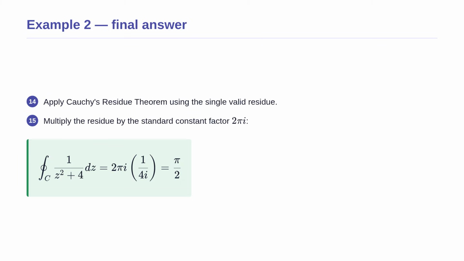We are now ready to use the main theorem to finish the problem. We plug our calculated residue into Cauchy's residue theorem. We multiply the residue by the standard constant factor 2 pi i. The imaginary units in the numerator and denominator cancel each other out perfectly. The final result is a clean, real number, pi over 2. This beautifully shows how complex paths can yield real, tangible values without ever doing traditional integration.